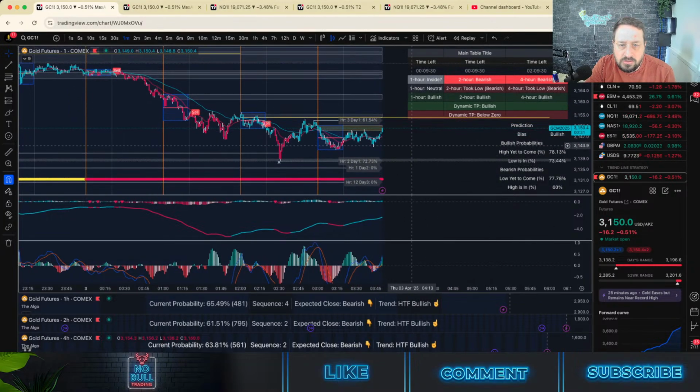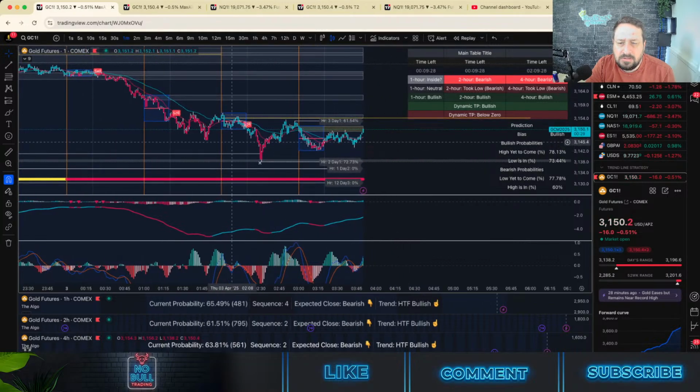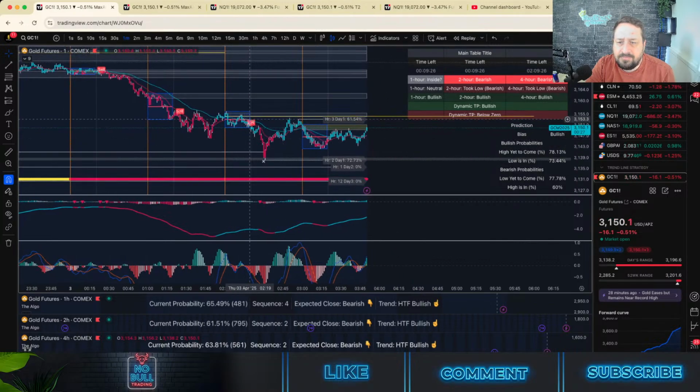Right, so we've got gold here. Let's just give you a quick recap. The yellow line here represents a 4-hour open. This time here is the time left on the 4-hour. So you can see we've got 2 hours and 9 minutes until the end of this 4-hour candle.